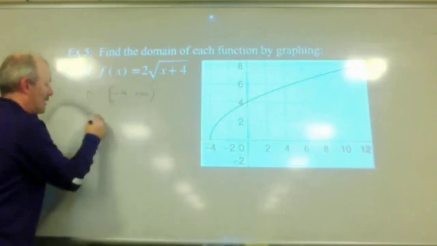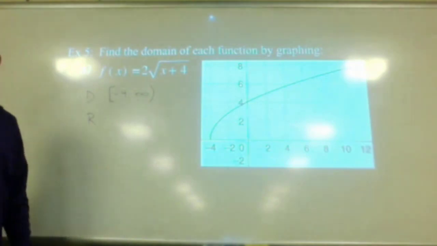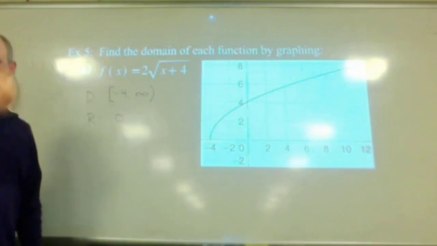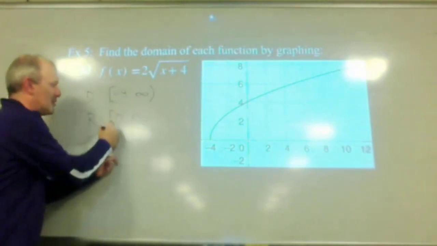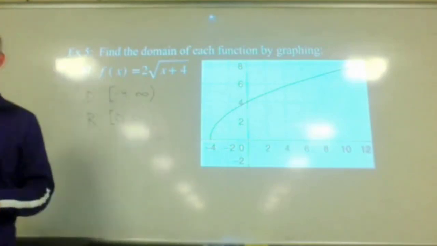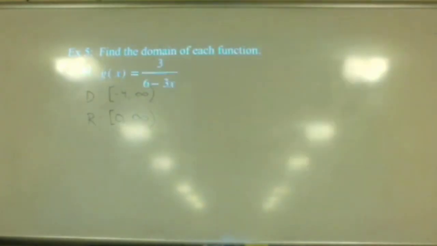All right. How about the range? What's the lowest value for the range? 0. Correct. And then how high does it go? Forever, right? So again, no open circle. We get to assume 0 is a bracket, and then infinities are always parentheses. Okay. Now there's some ways to do it with the equation, but what we're going to focus on is the graphs. Looking at the graphs. Okay. And I got another one here.